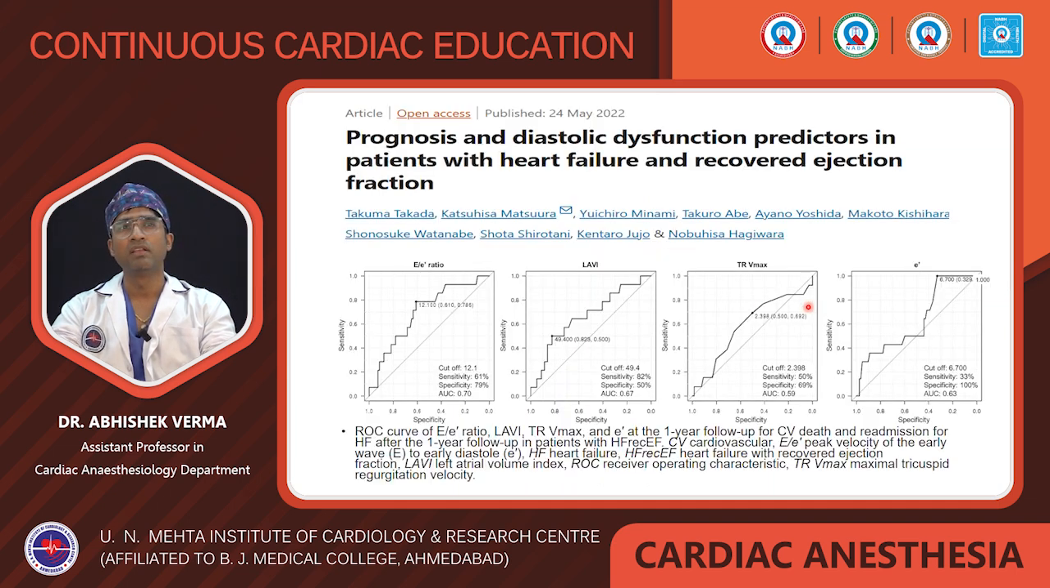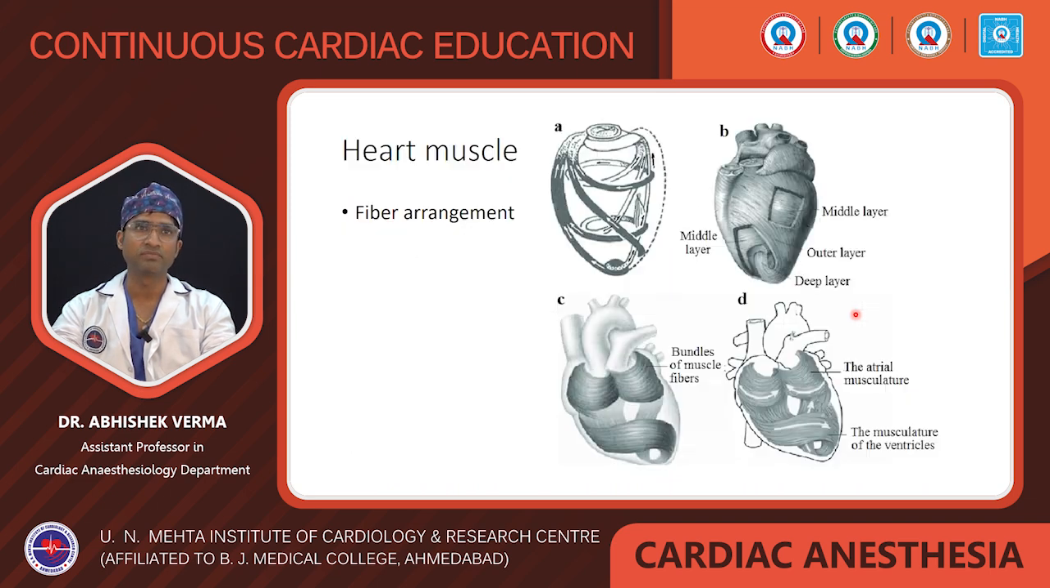So these are the 4 predictors in TE or in echo which are now considered good for the diagnosis of diastolic dysfunction. First is E by E prime, then LA volume index, TR velocity max, and lastly E prime velocity. We will see them in transesophageal echocardiography.